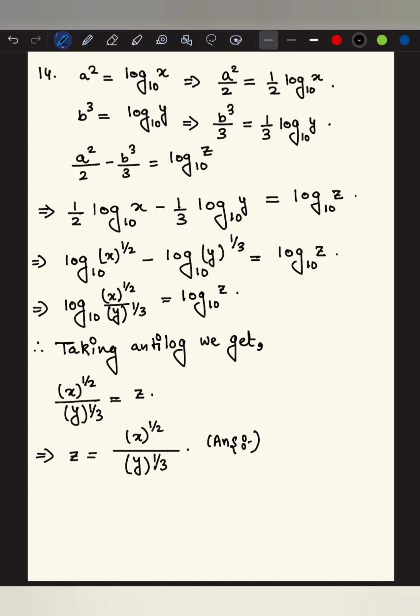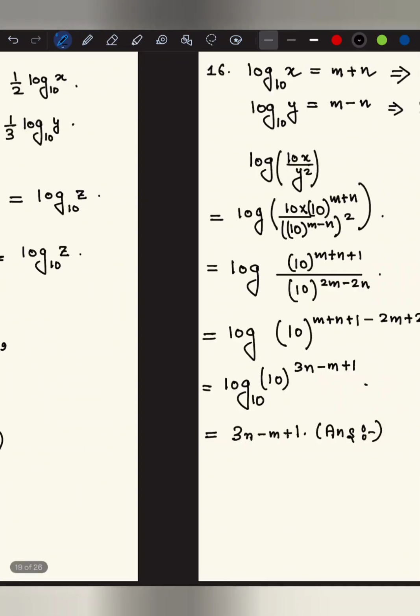Now, I have just simplified it. This half comes here, so it becomes log x to the power half base 10, minus this 1 by 3 comes here and becomes log y whole to the power 1 by 3 base 10, is equal to log z base 10. So this is minus, so this will be divided. Which implies log base 10 of x to the power half by y to the power 1 by 3 is equal to log z base 10. Now taking antilog, we get x to the power half by y to the power 1 by 3 equals z. Therefore, z equals x to the power half by y to the power 1 by 3. Got it? Okay.